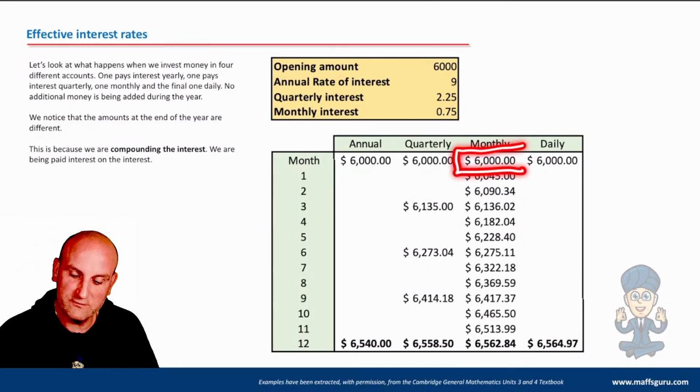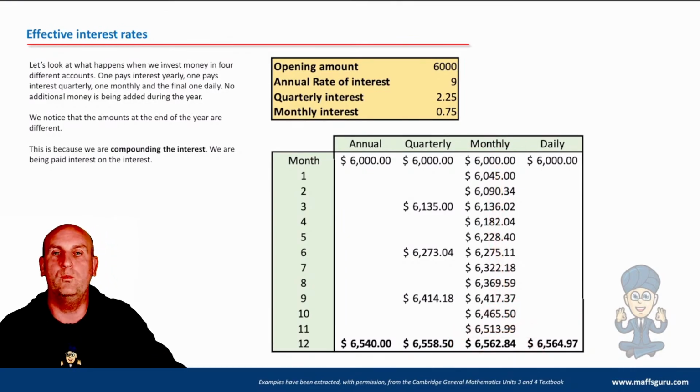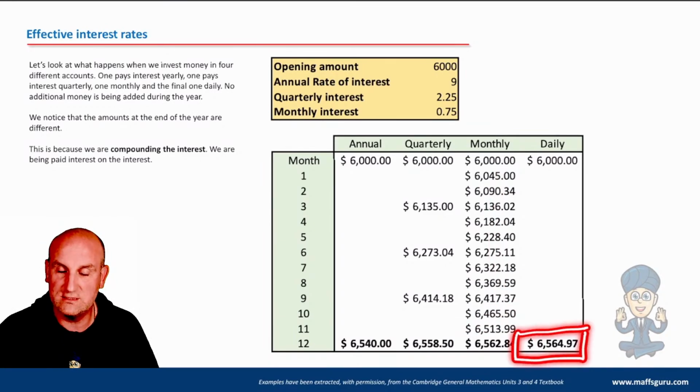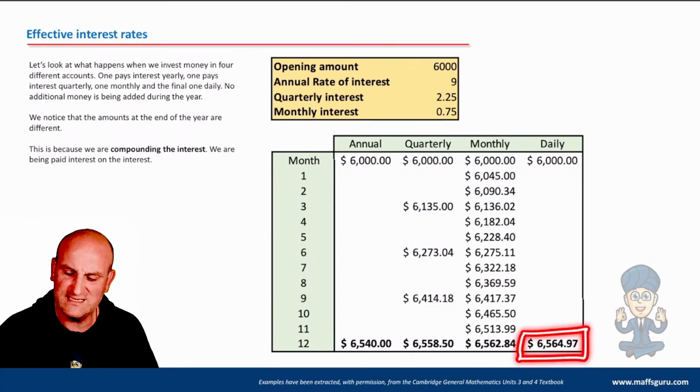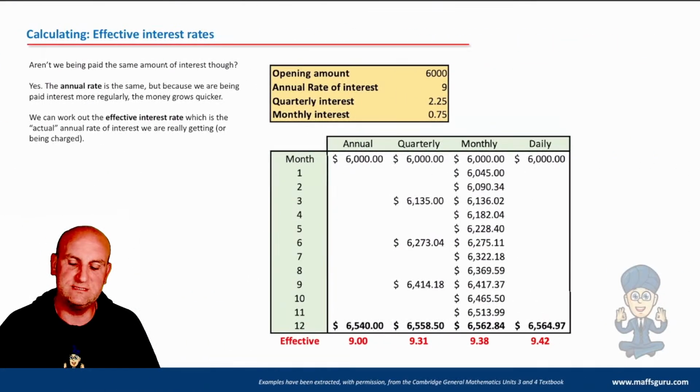If I get my interest monthly, then I'm getting interest paid 12 times. In this situation, I'm getting even more than I would if it was quarterly. And likewise, if I look at my daily interest, and all of this will be taught in a later video, then basically $6,564. I'm getting more money. But how? It is an interest rate of 9%.